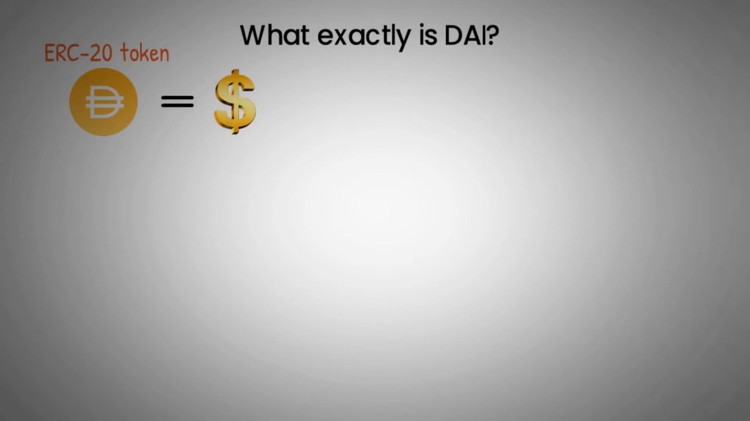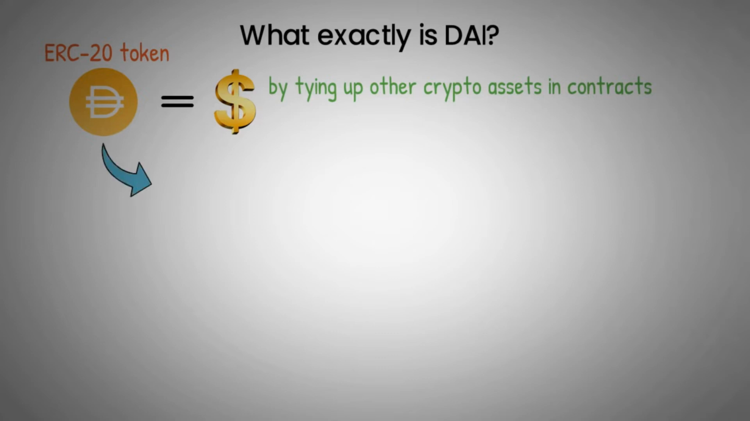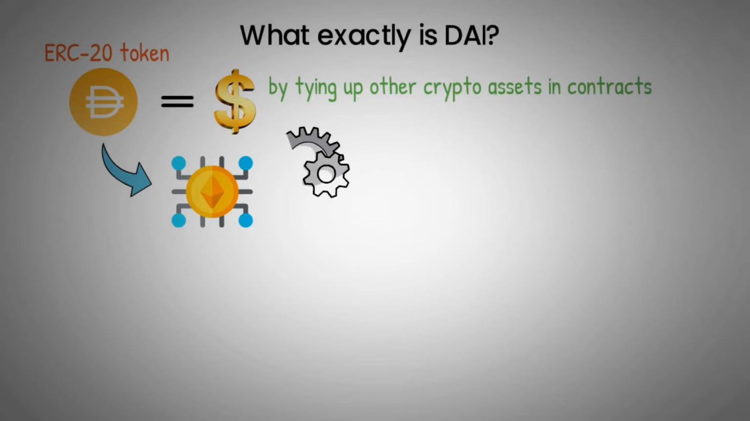What exactly is DAI? DAI is an Ethereum blockchain ERC20 token. It's a stablecoin with a 1-to-1 correlation to the value of the US dollar. It tries to keep its value concerning the US dollar by tying up other crypto assets and contracts. DAI is a decentralized application that runs on top of the Ethereum blockchain, and is the result of open source software known as Maker Protocol.